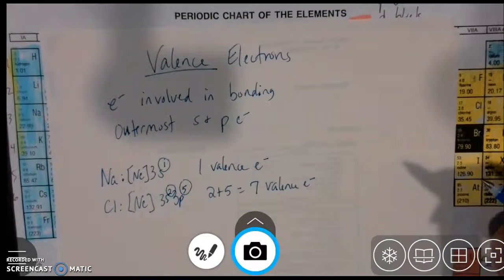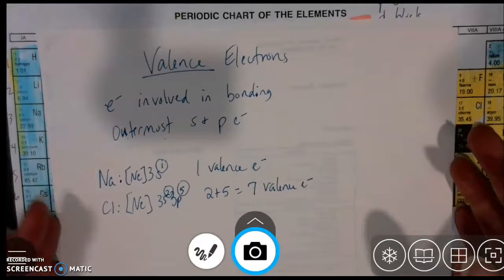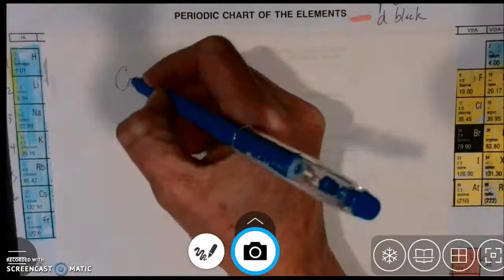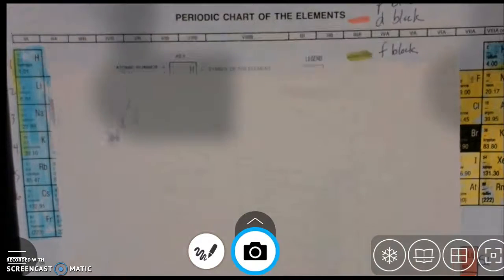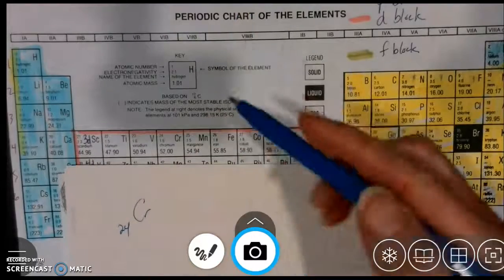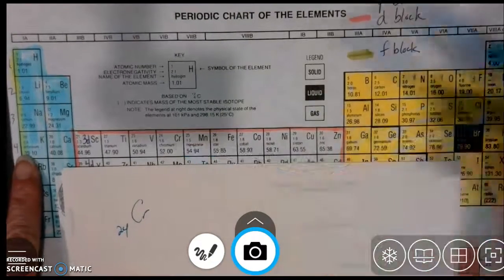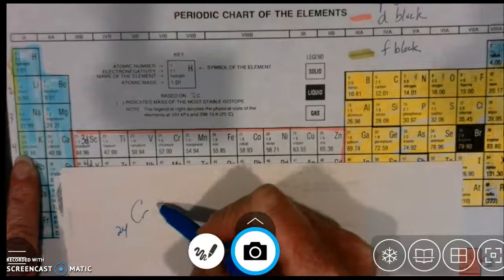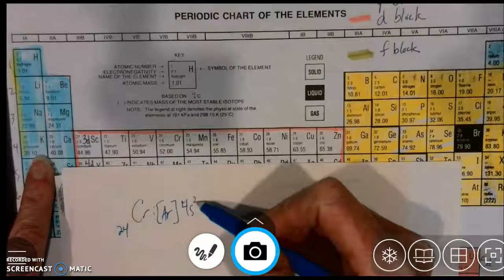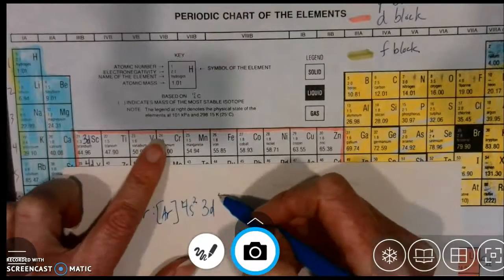As I continue on, my next example is going to be chromium. This is element number 24, the first element I'm going to look at that is in the D block. I'm now in my 4th row, so I have to go back to argon for my short form. Then I'm going to do 4s2, and then 3d, counting over 1, 2, 3, 4.